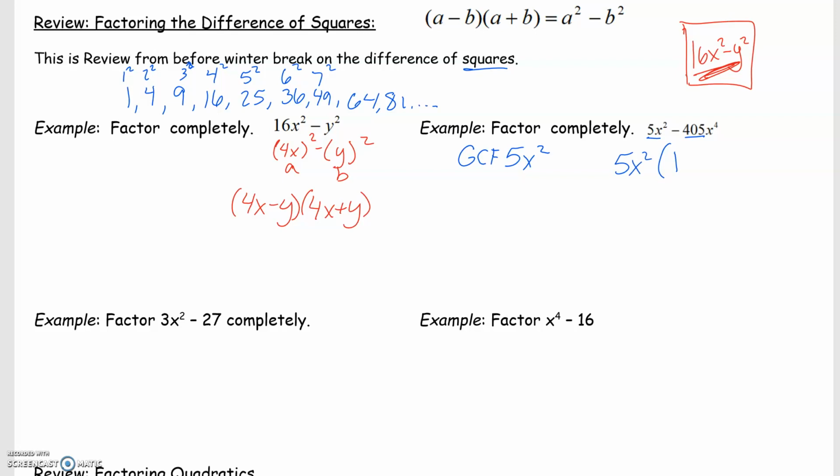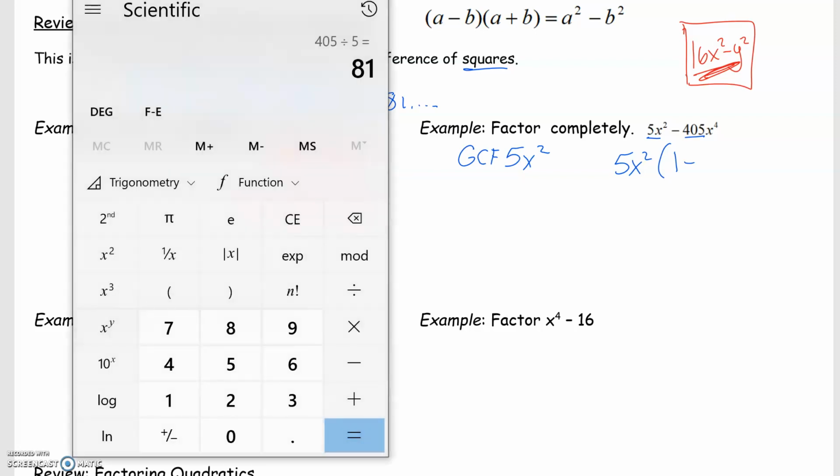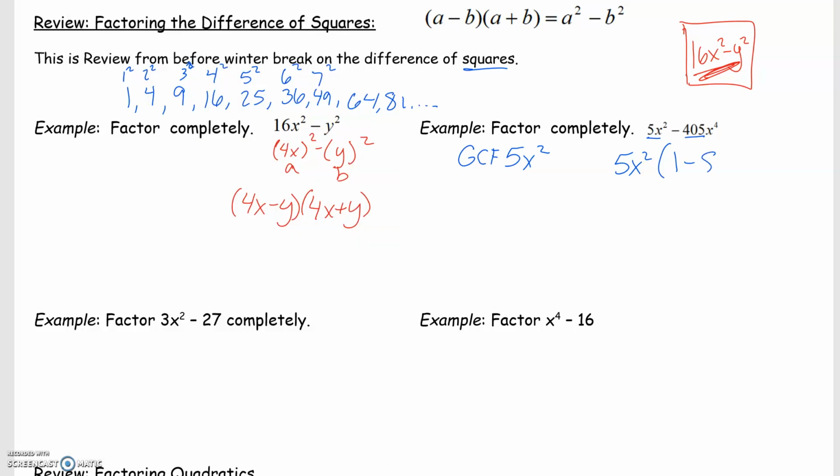So when I divide out, and I'm going to put this up here so you can see it, 405 divided by 5 is going to give us 81 x squared. Now I notice that 1 and 81 are part of our list of squares, so we can continue on. This would be 5x squared, always bring down that greatest common factor, GCF. Goodness gracious.